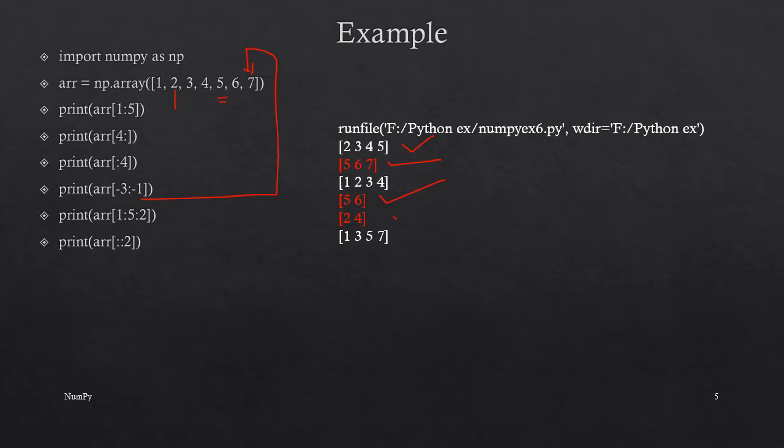Result, see, 2, 4. And see the last print statement, where the start index is not specified and the end index is not specified. The step count is taken as 2. So from the 0th index location, alternate elements will be part of the result. So this is a simple example showing how slicing is performed using the numpy package in Python.